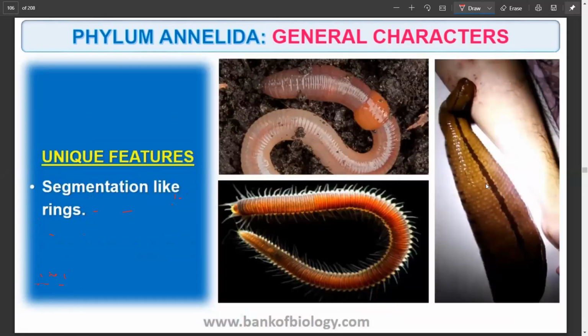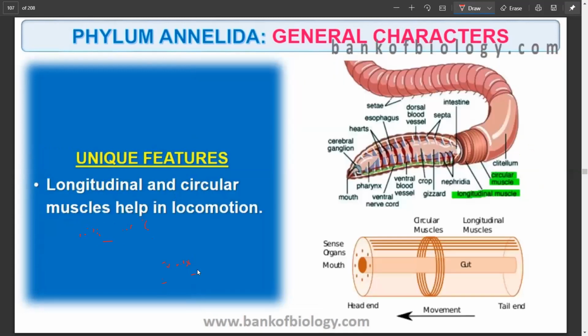Now let's talk about the segmentation that is present. As I said, it is called metameric segmentation. So you see it in all the annelids, right from the earthworm to the leech, and this is the Nereis. The Nereis has these structures, and these are called parapodia. And these parapodia are present only in aquatic forms, and they help in the movement or locomotion in the aquatic organisms.